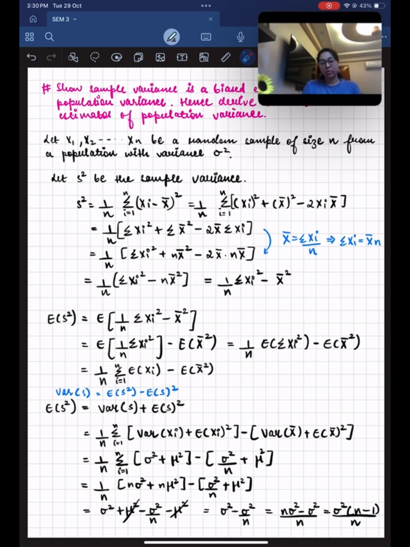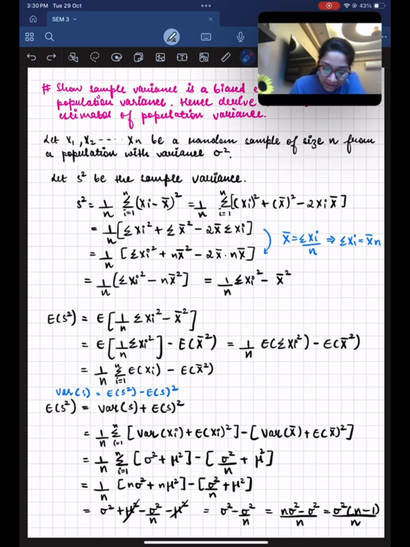Now we know that the variance of a statistic, here we have s, so variance of s is equal to expectation of s square minus expectation of s whole square. We'll use this formula to derive that expectation of s square equals variance of s plus expectation of s whole square. Now we have two values for expectation of s square, and we'll merge these two values to find a new way to calculate the expectation of s square.